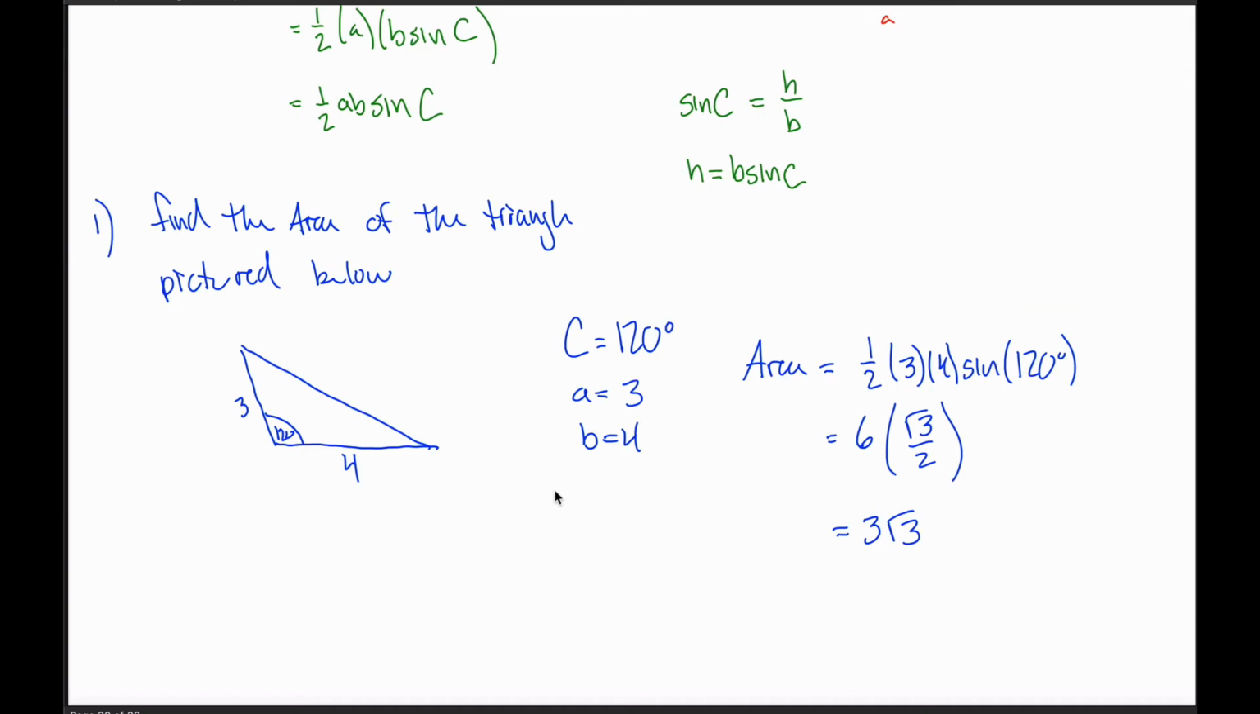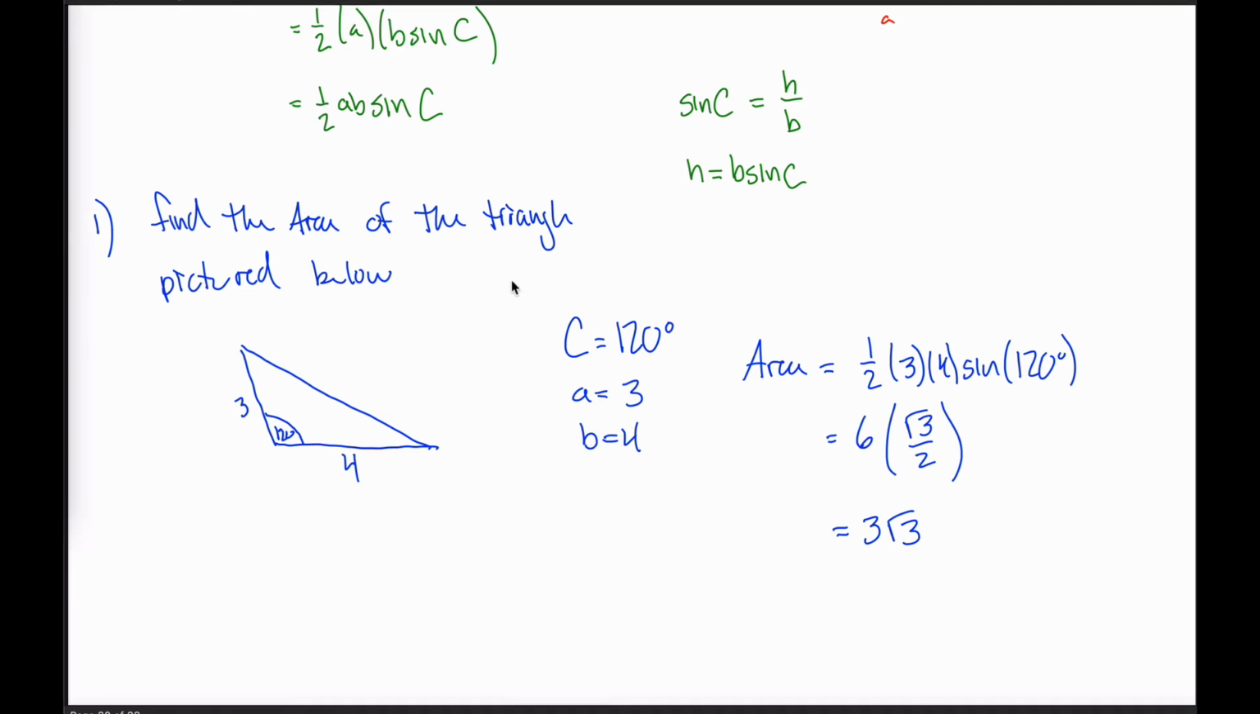The takeaway here is if we're lucky enough to know two different side lengths in a triangle and the measure of the included angle, so that's a term we haven't used yet, but it kind of makes sense. The included angle is the angle that touches both of those side lengths, so 120 degrees in this case. If you know two side lengths and the included angle, you can always use this formula to figure out the area.